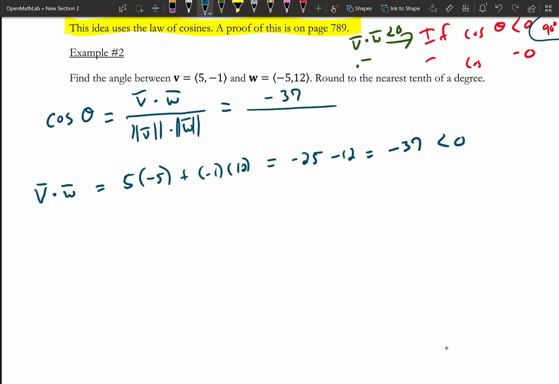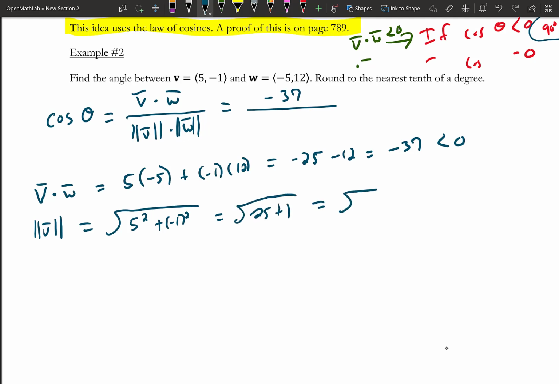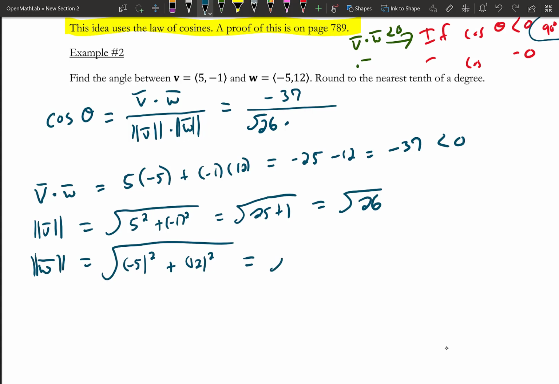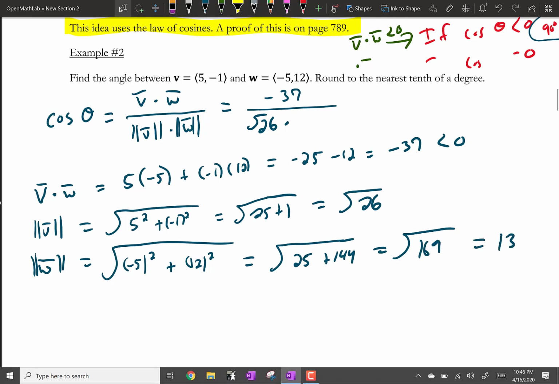So now we need to figure out the denominator. So let's find the modulus of vector v, which would be the square root of 5 squared plus negative 1 squared, which equals the square root of 25 plus 1, which is the square root of 26. All right, so I'll just fill that in. So now we need to find the modulus of vector w, which is equal to the square root of negative 5 squared plus 12 squared, which equals the square root of 25 plus 144, which equals the square root of 169, which equals 13, right?